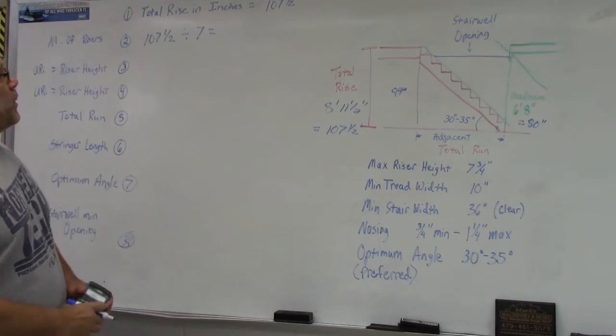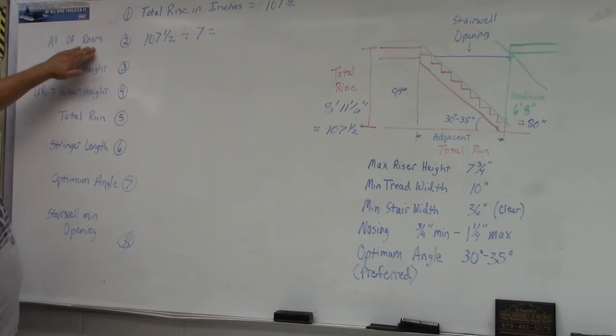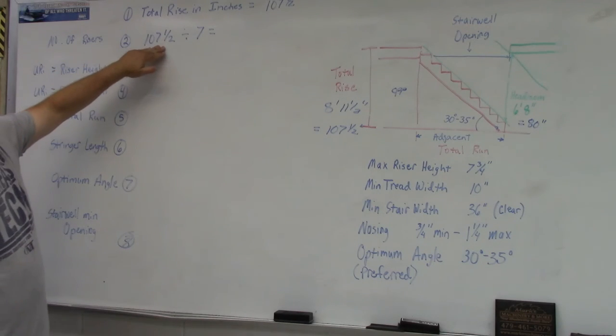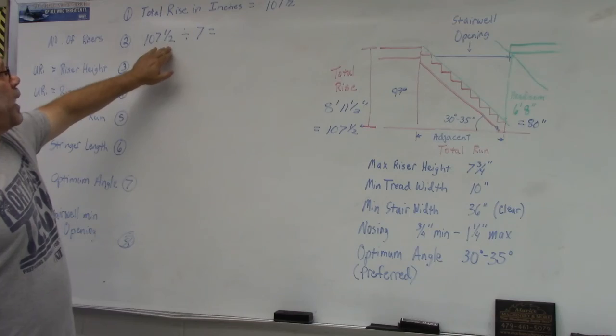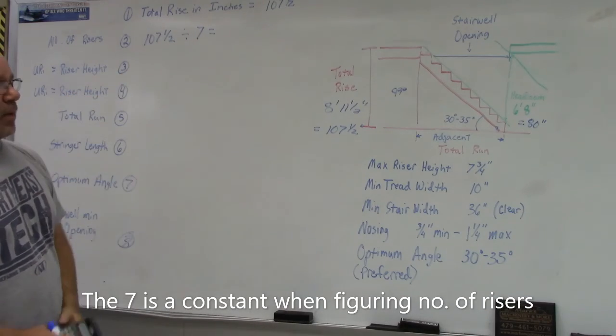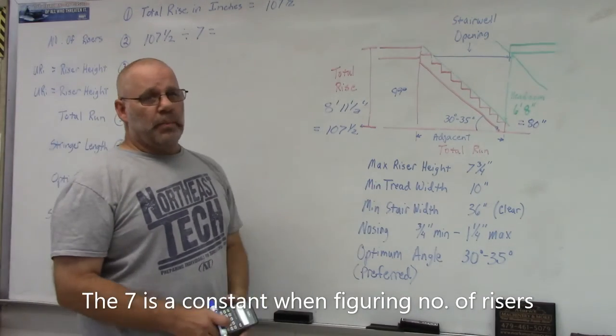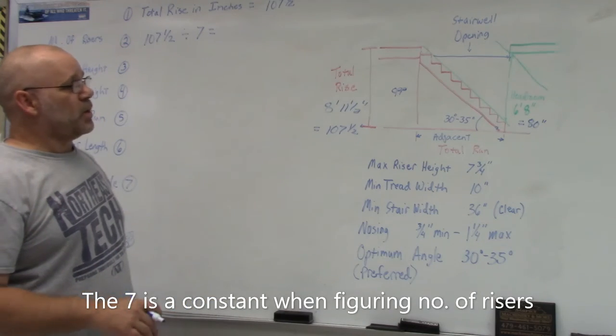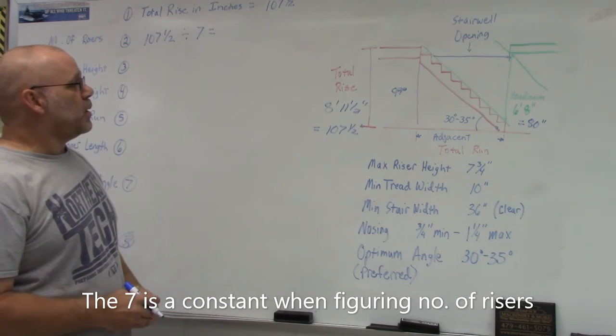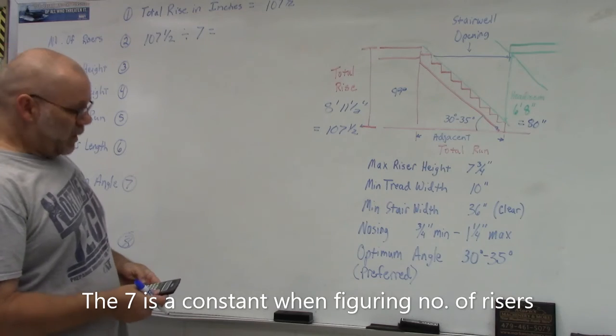Now, step number 2, we're going to figure out the number of risers. So we're going to take that 107 and a half and divide by 7. 7's a nice round number. It's right there where you want your step height to be.